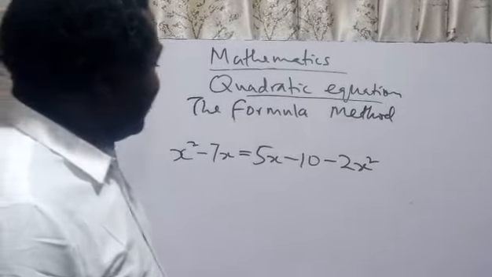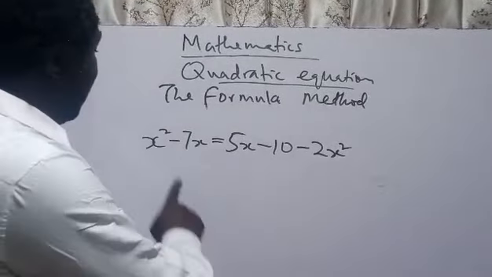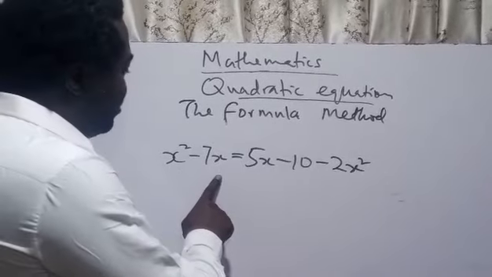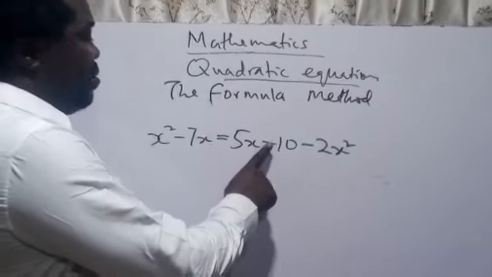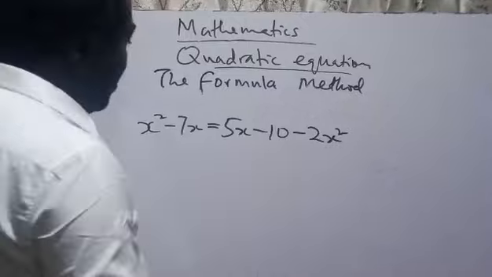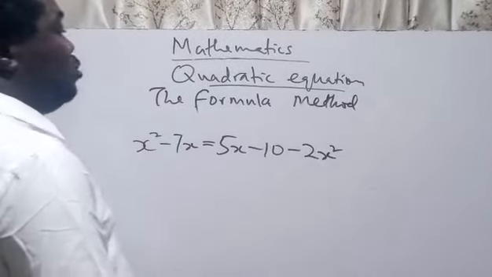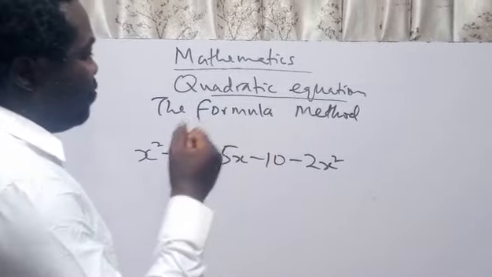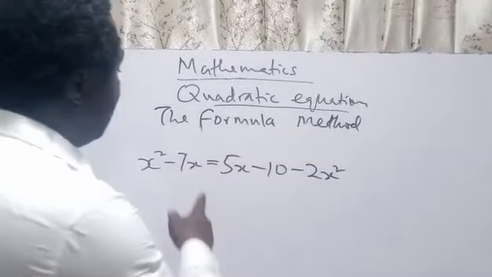Hello friends, in our class today we are given x squared minus 7x equals 5x minus 10 minus 2x squared, and we are asked to use the formula method of quadratic equation to solve this equation.